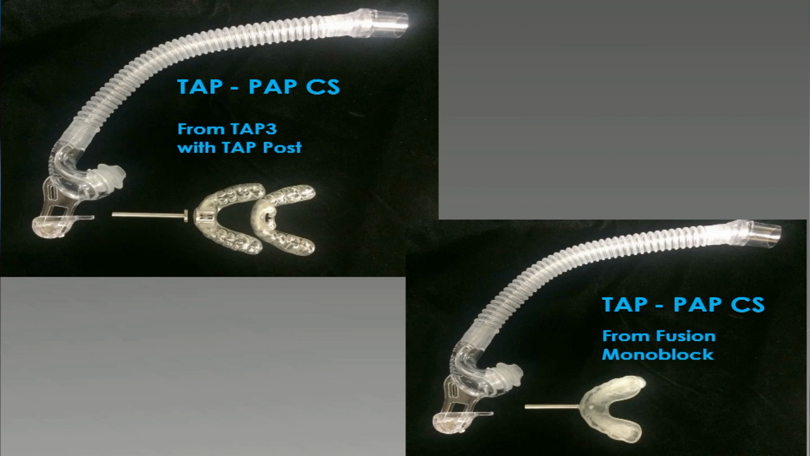These are the two options you have. You have either the TAP 3 or DreamTap, and you attach the post, and this is illustrated by these images here, and then you attach the TAP-PAP CS. Or you have what we call the Fusion monoblock. You just take a couple of impressions, one upper, one lower, send it to the lab, and we'll create that mouthpiece for you.